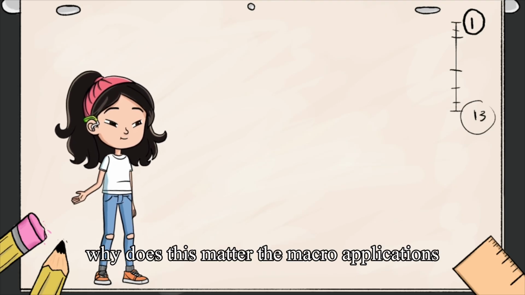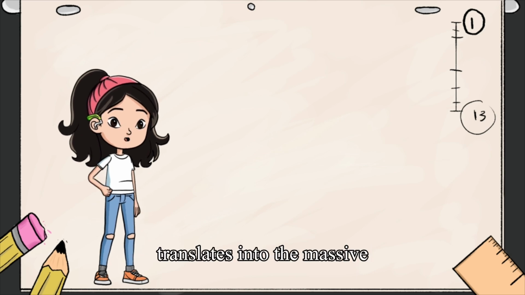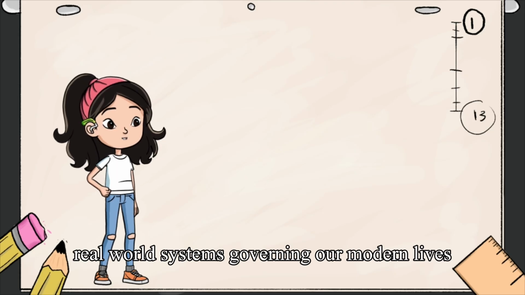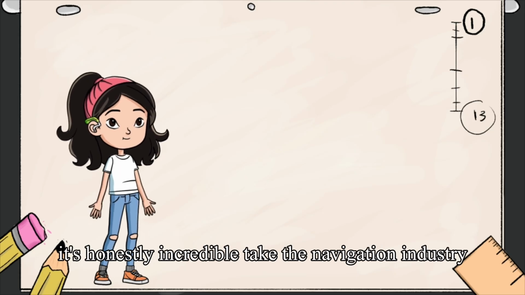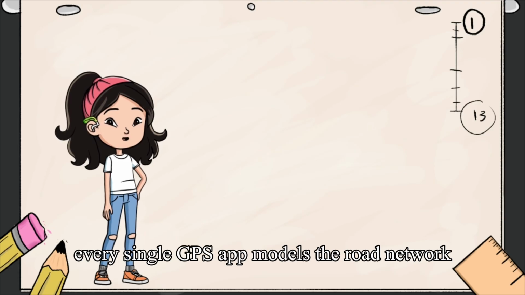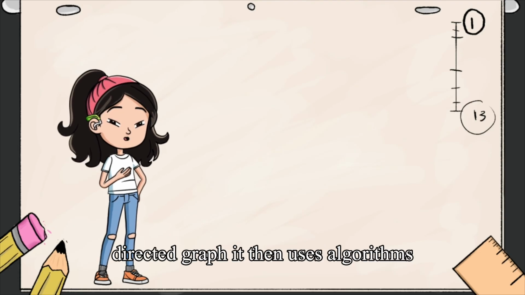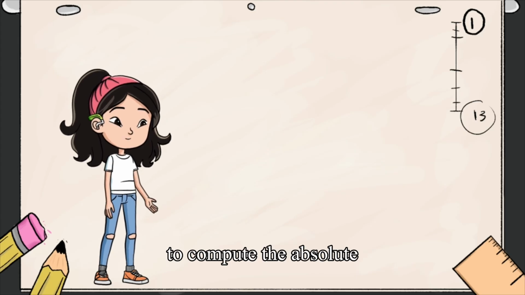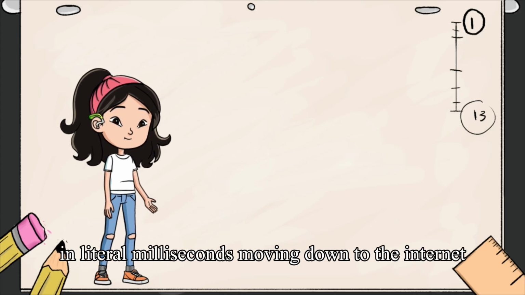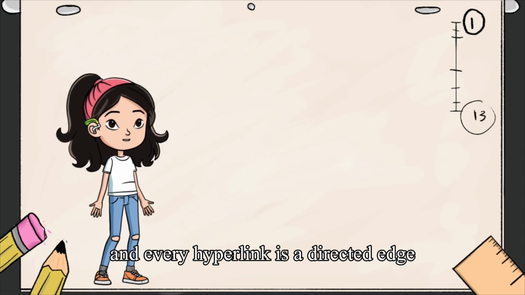Why does this matter? The macro applications. This is where the abstract math translates into the massive, real-world systems governing our modern lives. It's honestly incredible. Take the navigation industry. Every single GPS app models the road network as a massive, weighted, directed graph. It then uses algorithms, like the famous Dijkstra's algorithm, to compute the absolute shortest path to your destination in literal milliseconds.